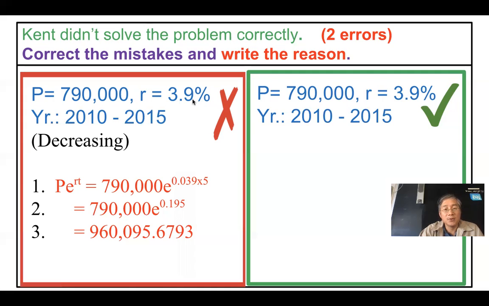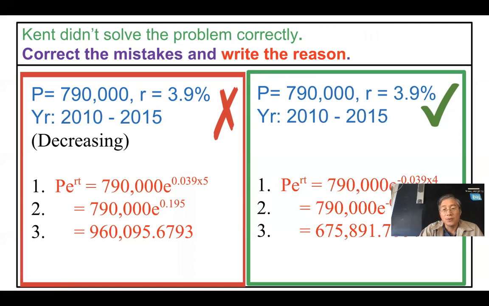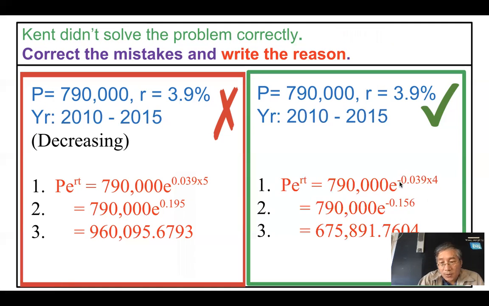With a 3.9% rate, the population was supposed to decrease, but it increased. Why? There was no negative. So what should you do? You put the negative in the exponent here, then you will get 675,891.76. You can round it from later. So it decreased, right? So you're good. So we'll stop here.